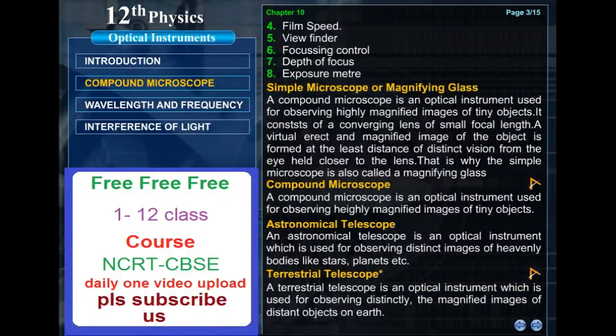A compound microscope is an optical instrument used for observing highly magnified images of tiny objects. Astronomical telescope. An astronomical telescope is an optical instrument which is used for observing distinct images of heavenly bodies like stars, planets, etc. Terrestrial telescope.